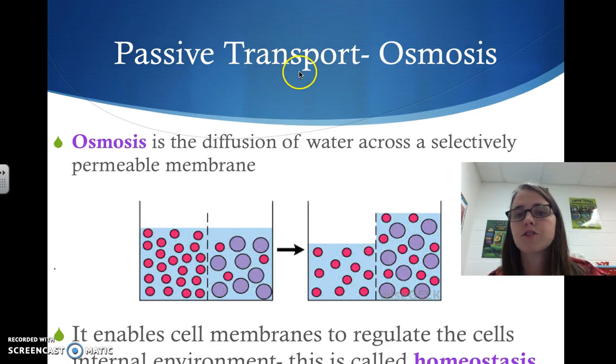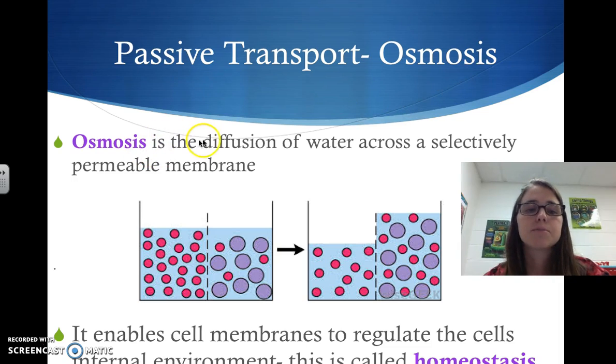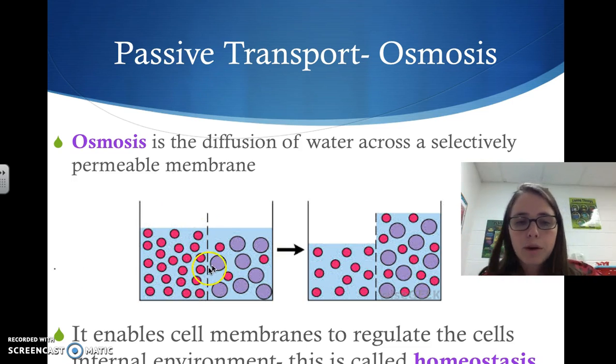Another form of passive transport is called osmosis. Osmosis is the diffusion of water across a selectively permeable membrane. So basically, over here, okay, we have a bunch of water molecules, and over here we have a bunch of solute, or things that are dissolved in the water. Okay, and notice we have a lot fewer water molecules. Now, if we let it go, essentially these water molecules will move over so that they are evenly distributed between this and this, okay? So it will even out.